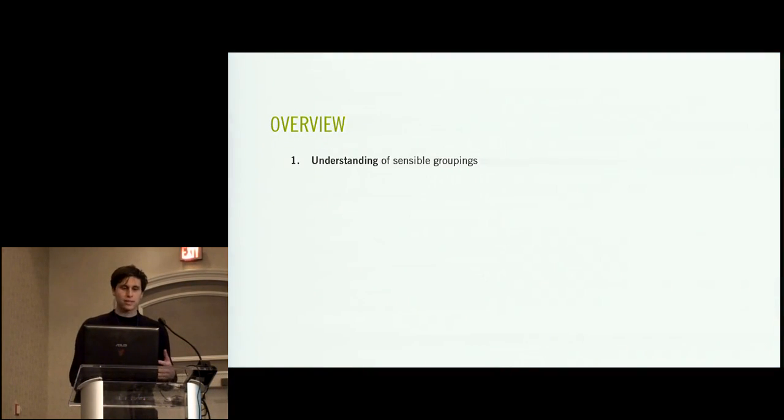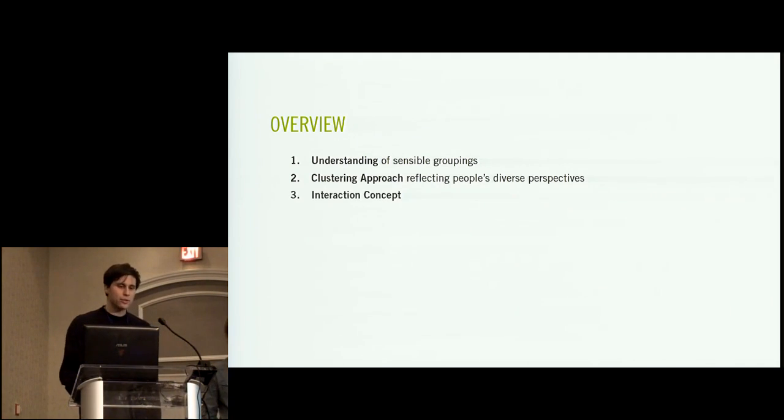The first thing that we started with is to understand what sensible groupings are. So we conducted a background study to find that out. Then we fed an algorithm with the diverse perspectives that we gained from the users. And once we had that algorithm, we tried to come up with an interaction concept so that people could actually use the algorithm that we developed.